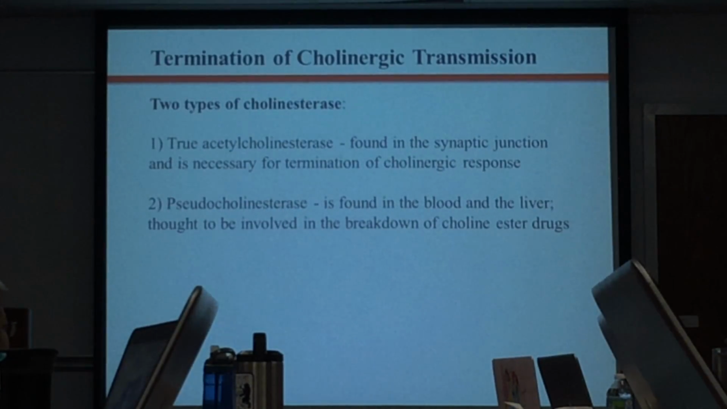The enzyme involved in the degradation of acetylcholine is called cholinesterase. In the brain, we call it true acetylcholinesterase. It's in the synapse and breaks down the acetylcholine into choline and acetate. And there's another type of cholinesterase called pseudocholinesterase. Usually it's in the blood and the liver, and it's involved in the breakdown of choline ester drugs, and to some degree also degrades acetylcholine in the bloodstream.